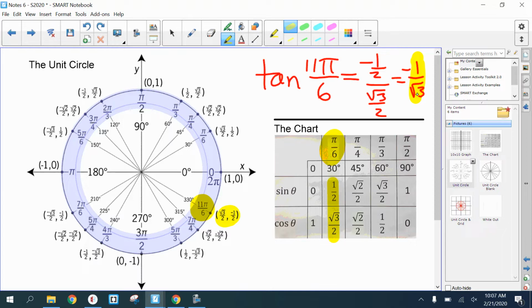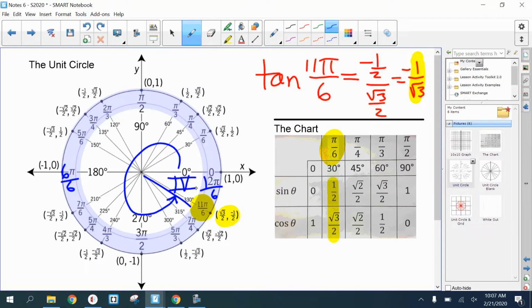And so you would say, okay, 11 pi over 6, I would change pi over 6, and I would change 2 pi to 12 pi over 6. And so that's how I would know 11 pi over 6 is right before 12 pi over 6. It's in the fourth quadrant, and I know tangent is negative there. And so you're doing the same thing whether you're using the circle or the chart.